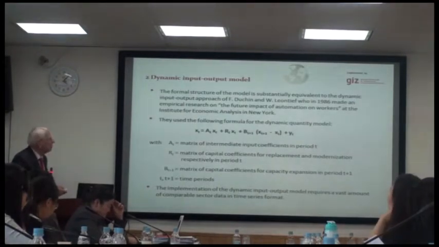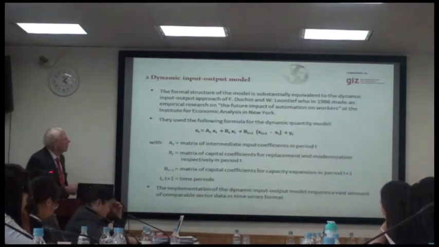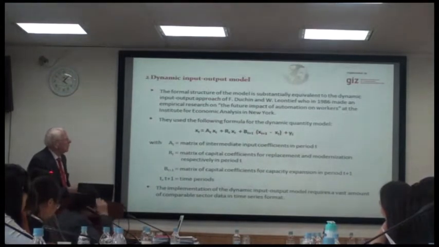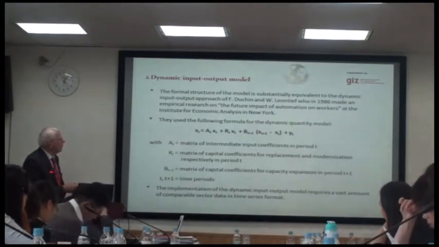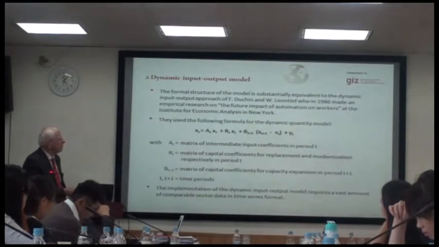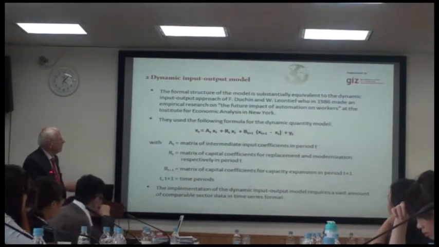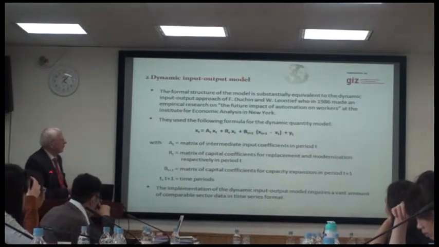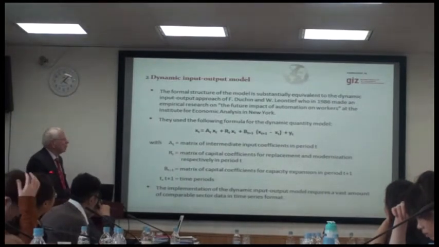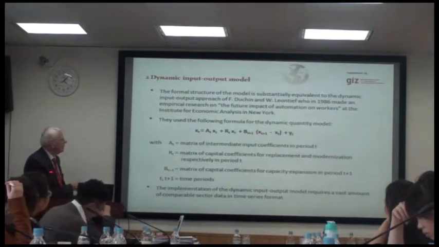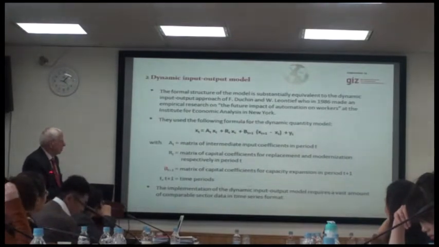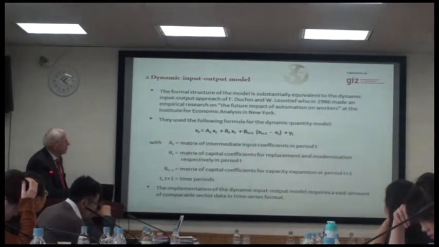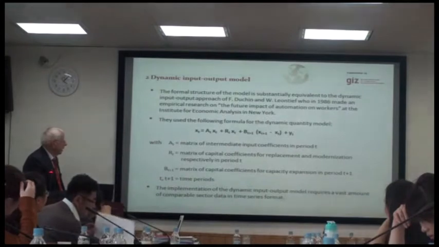You see, it's quite different because you see here we have different periods. We have the period T, and we have the following period T plus 1. A, that we already know, is a matrix of intermediate input coefficients, but now in period T. A T is a matrix of capital coefficients for replacement and modernization, respectively, in period T, RT. BT is a matrix of capital coefficients that had nothing to do with employment. Here the B is again appearing for capacity expansion in period T plus 1, and T and T plus 1 are the time periods.